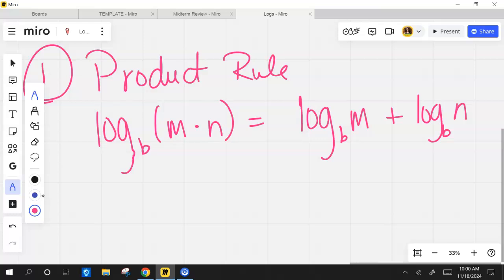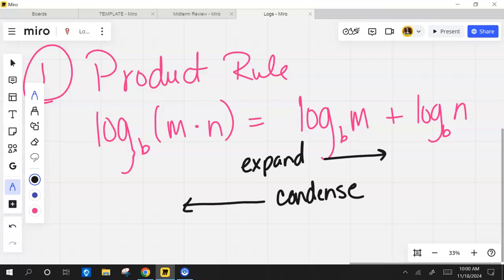Now, when I move from left to right, this is called expanding, okay? So I might give you an expression and I say expand the following logarithm. That's where you're making it bigger, right? I'm making it have more pieces. But if I take it from the right to the left, that's what we call condensing. So you'll have to be able to go backwards and forwards with this property.